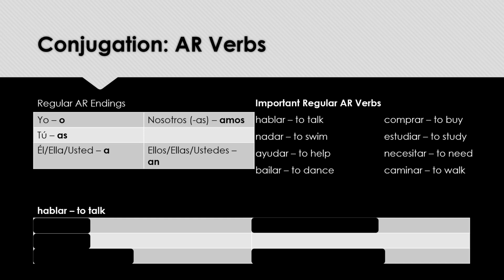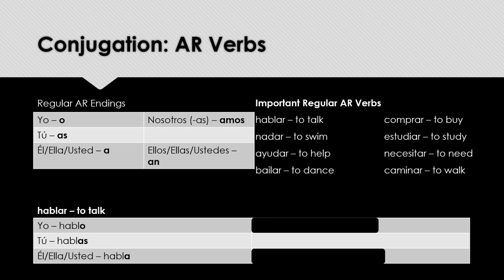For the yo or I form of the verb, the ending added will be O, so I talk will translate to hablo. The tú or you form adds an AS, creating hablas. Él, ella, usted, or he, she, you formal is an A, creating habla. The nosotros or we form creates hablamos, and the ellos, ellas, ustedes form, or they, creates hablan.